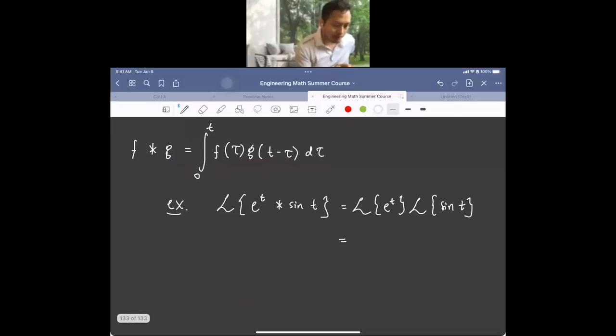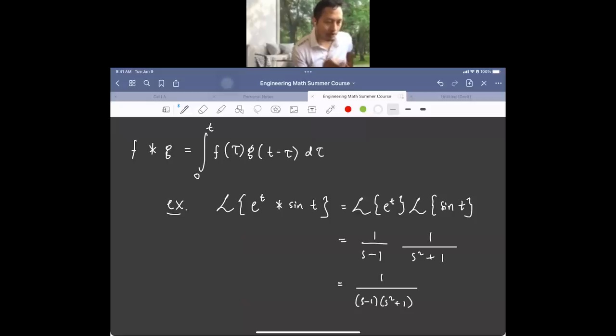We can have e to the power of t is 1 over s minus 1. Sine t is, let me just write this, 1 over s squared plus 1, right? And we can just write 1 over s minus 1 times s squared plus 1, and then that's the result.